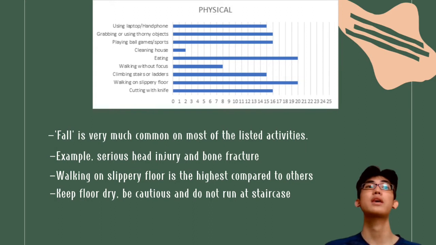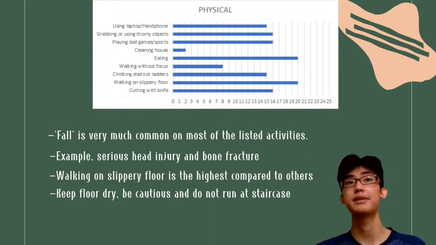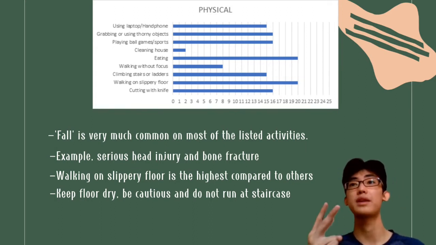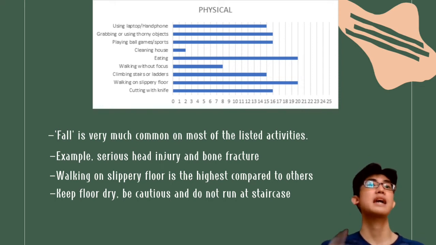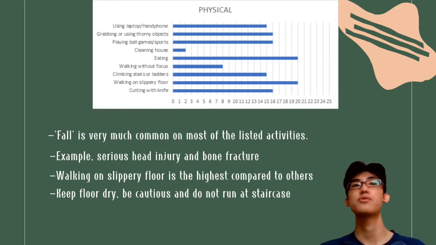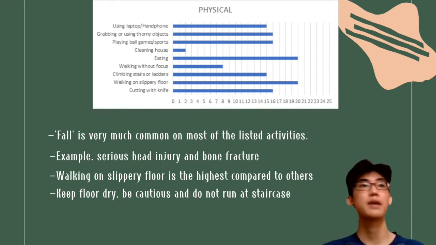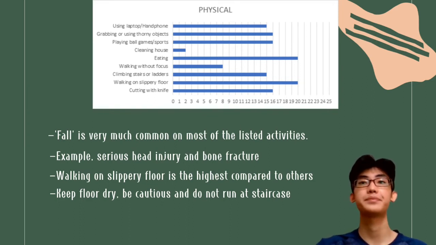The risk measure for walking on a slippery floor is the highest compared to others, which is in the range of 20. All the activities have their recommended control measures, such as keeping the floor dry, being cautious when walking on a wet floor, and not running on the staircase.